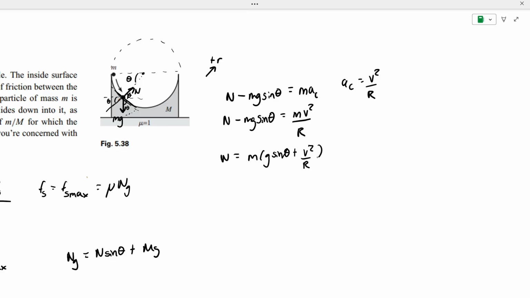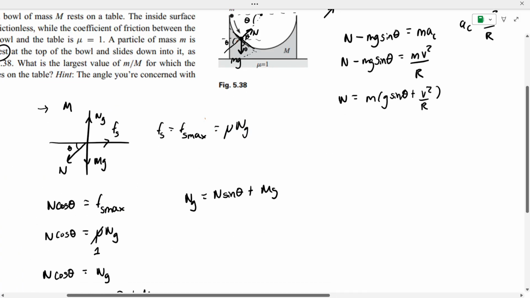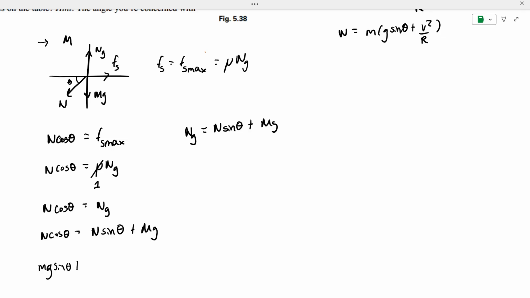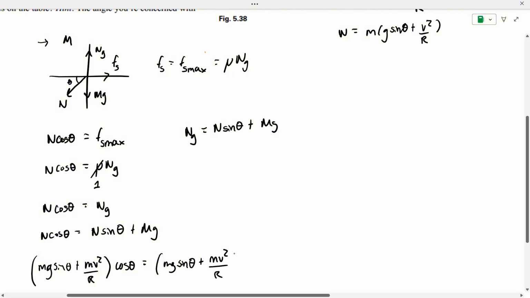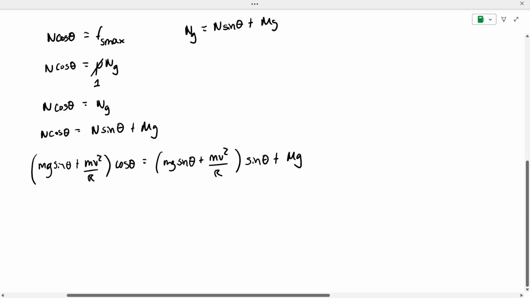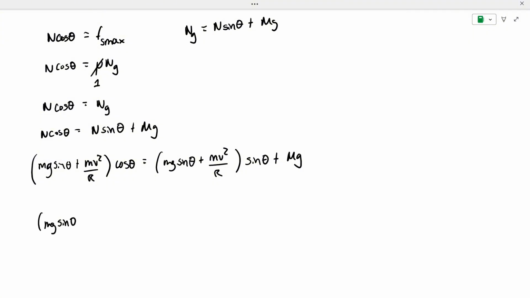I don't know how much factoring that out is going to help us. Probably not, but whatever. So now that we have that, we can just plug this back into the equation that we have right here. So we have mg sine theta plus mv squared over r times cosine theta is equal to the same thing, sine theta plus mg. Okay, alright, so now what we're going to want to do is pull this over to the side over here. Hopefully you guys understand what I'm doing over here.